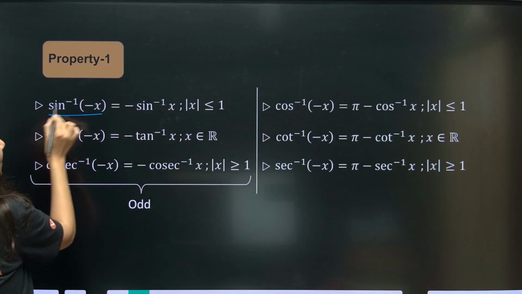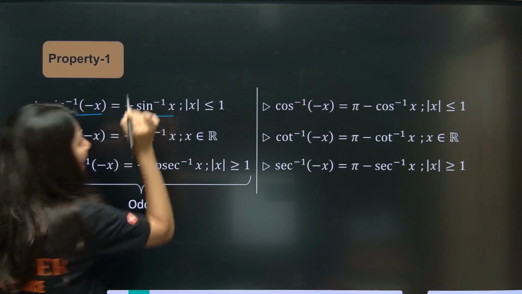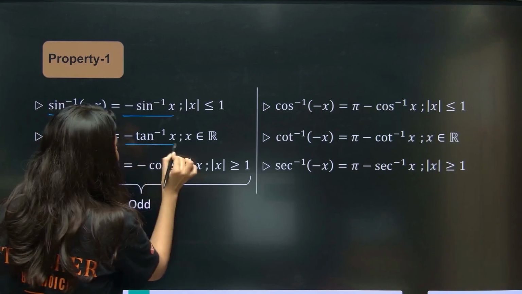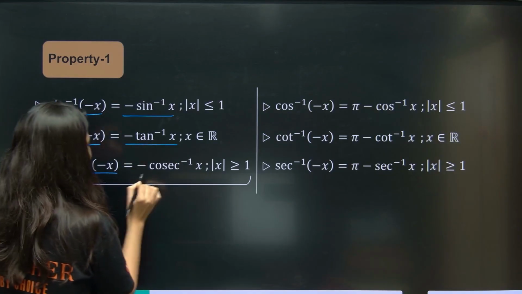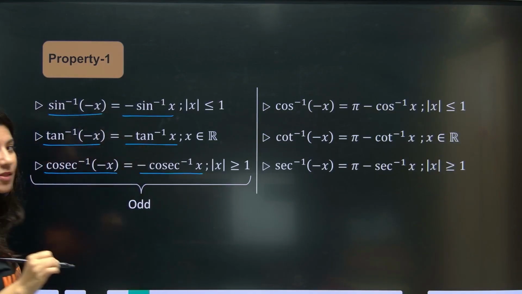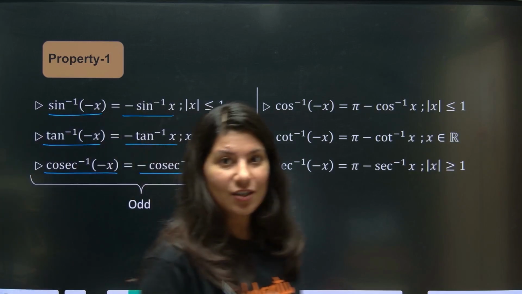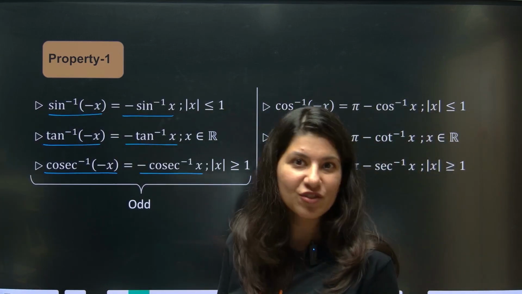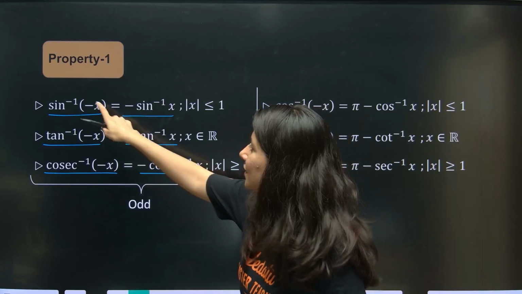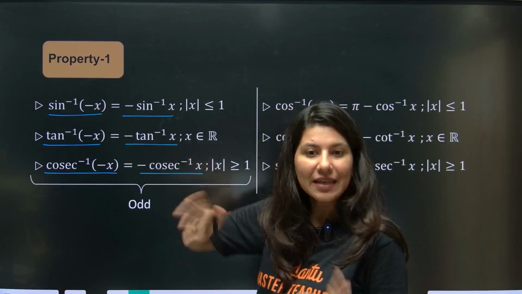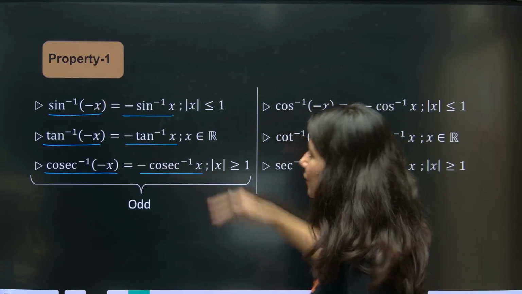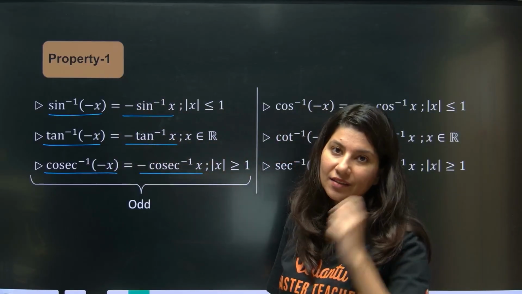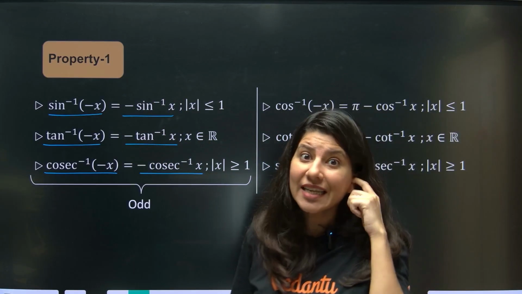So exactly, sine inverse minus x is actually minus sine inverse x. Same goes with tan inverse minus x is equal to minus tan inverse x, and cosec inverse minus x is equal to minus cosec inverse x, but make sure that your x should be in your domain. Just like sine inverse minus pi, which is not valid. Here your x should be lying between minus 1 and 1. So sine inverse, tan inverse, cosec inverse are from the same category, because their range is the same.